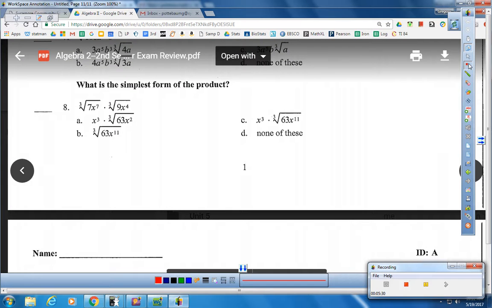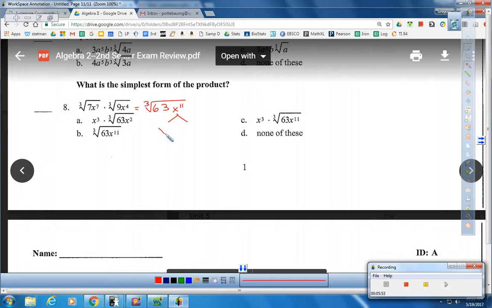Okay, so when we do this, we've got the cubed root of 7 times 9, which is 63. And then x to the 7th times x to the 4th is x to the 11th. Now when you look at these two, 63 doesn't have a perfect cube that can go into it. So 63 is going to remain underneath the cube root. So really all I have to break up is this x to the 11th.